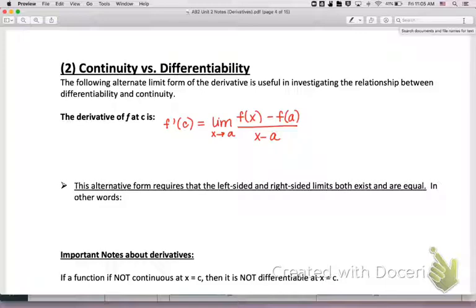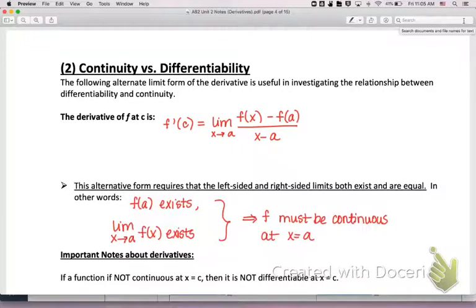Remember, if this limit is going to exist, that means that both the left-handed limits and the right-handed limits both exist. What does that imply? If the limit as x approaches a of f of x exists, based on what we know, that means that the function must be continuous at x equals a. So we can make that assumption about this function, okay?